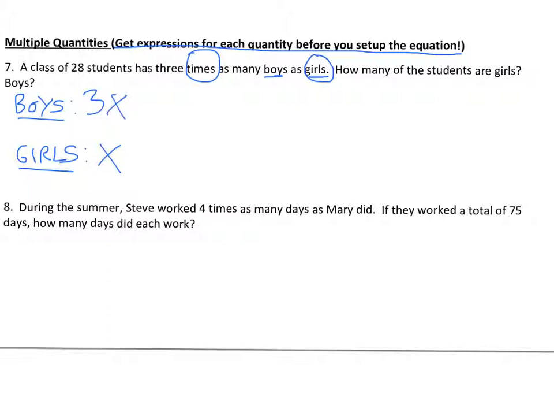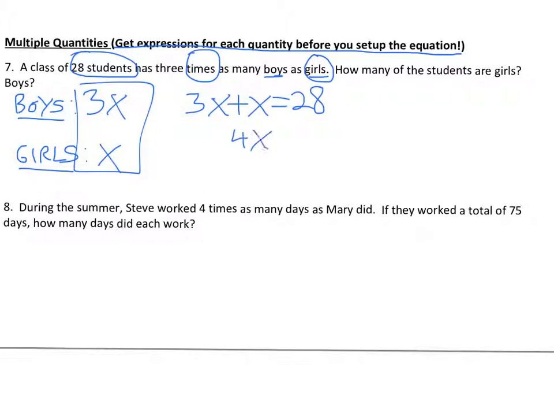Now to get the equation, I'm going to use the only number that they give me. It's saying that there's a class of 28 total students, boys and girls. So if you add the boys and the girls, you get 28. So I'm just going to add these quantities. So I'm going to have 3x plus x equals 28. So this is a real simple equation. 3x plus x is 4x. All right, if I divide everything by 4, 28 divided by 4 is 7. So we get x to equal 7.